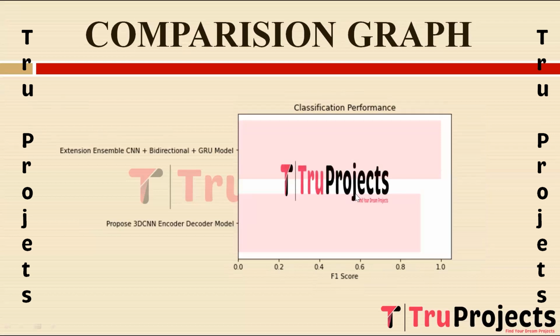This is the F1 comparison graph. On the x-axis, we have the F1 score, and on the y-axis, we have the algorithm name. And from this graph, we can say that CNN plus BiGRU performs well. The F1 score is the harmonic mean of precision and recall. It is a balanced measure that considers both false positives and false negatives. It is calculated as 2 times the product of precision and recall divided by the sum of precision and recall. It provides a single metric that balances precision and recall, making it useful when we want to consider both false positives and false negatives in the evaluation.